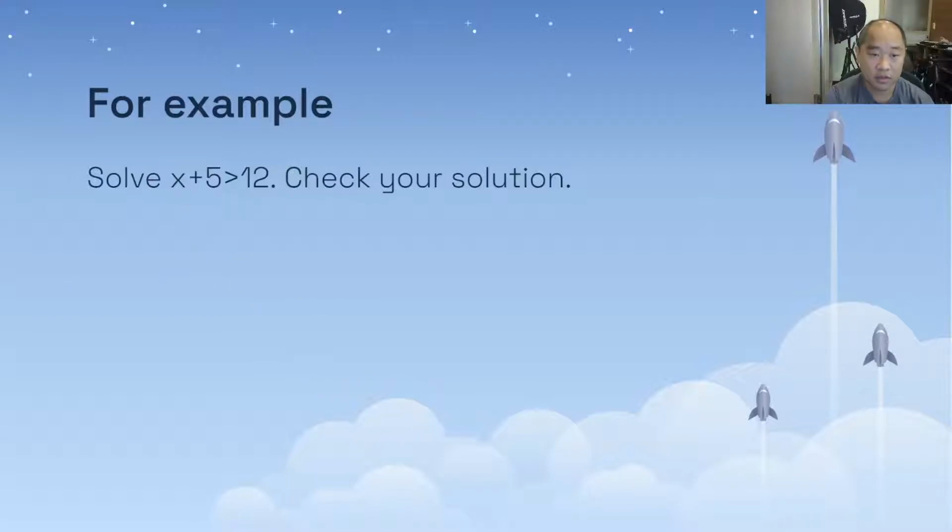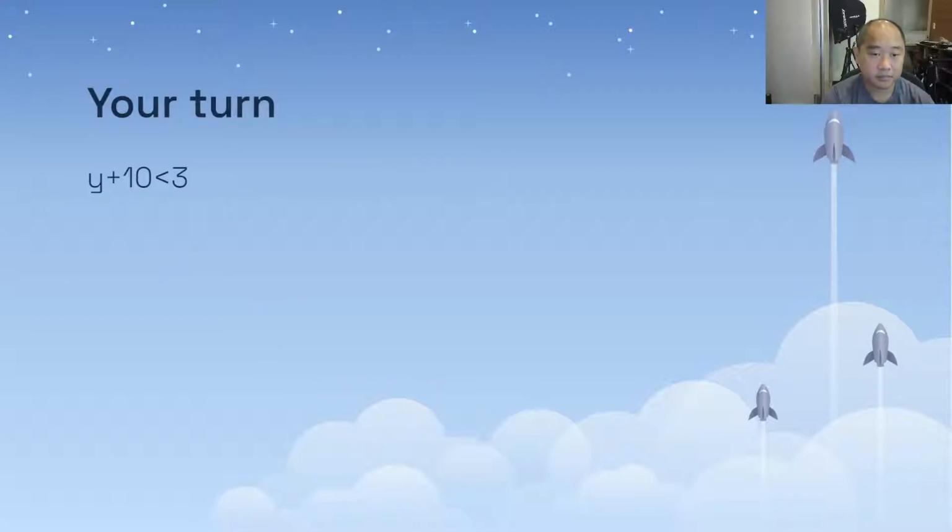Yeah, so your turn. So we could subtract 10 on both sides, and y is less than negative 7. Then we can just take a number that's even smaller than negative 7, like negative 10, and we could write negative 10 plus 10 is less than 3, and yeah, 0 is less than 3. It works.